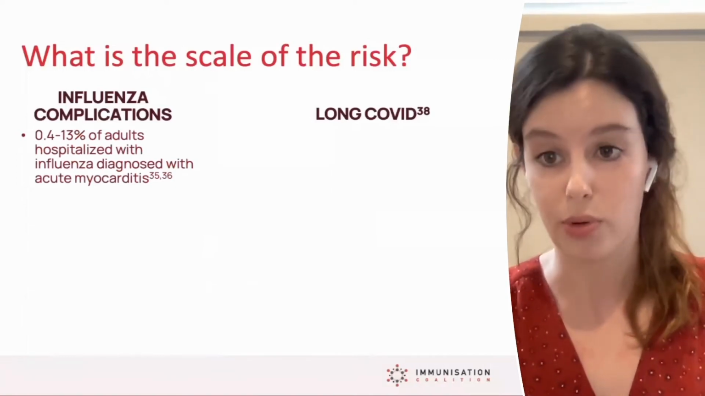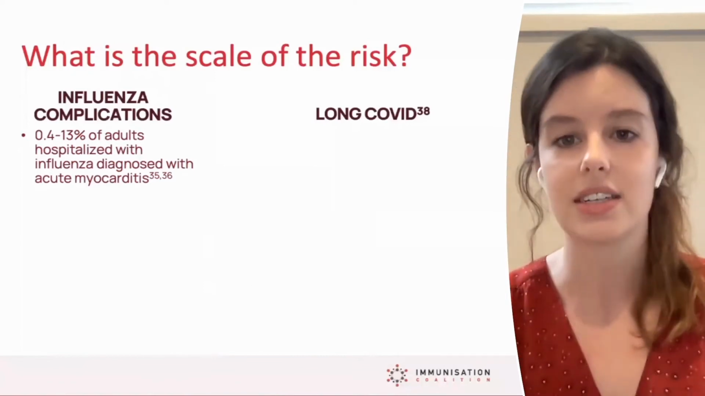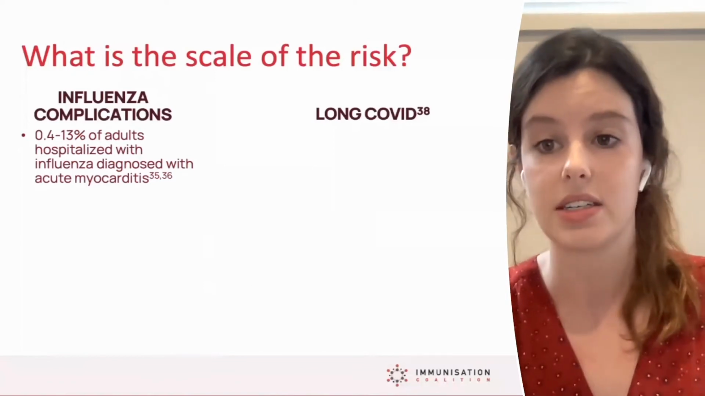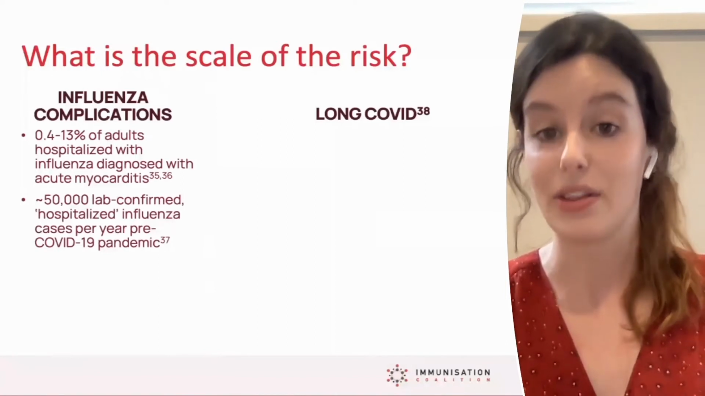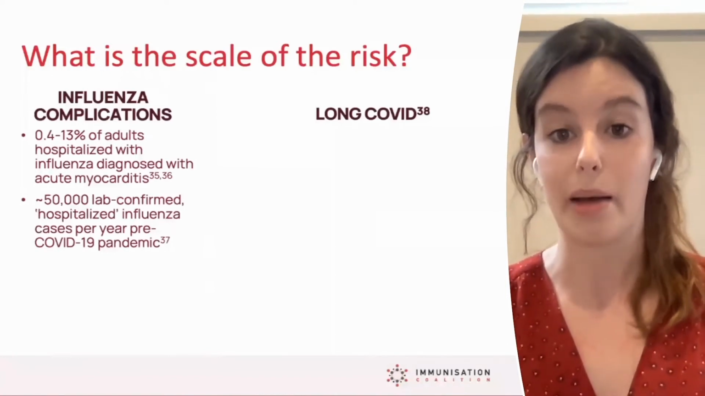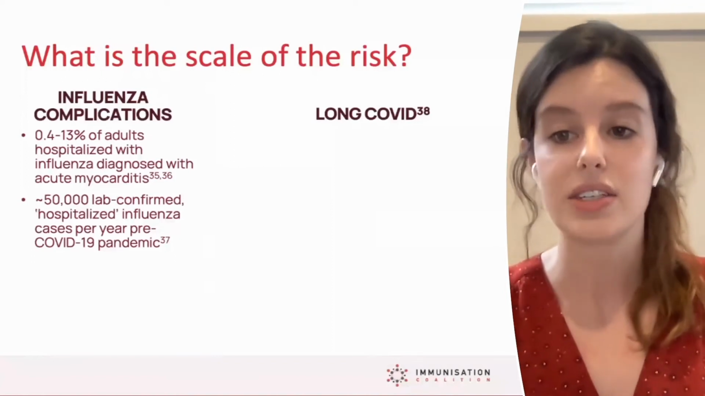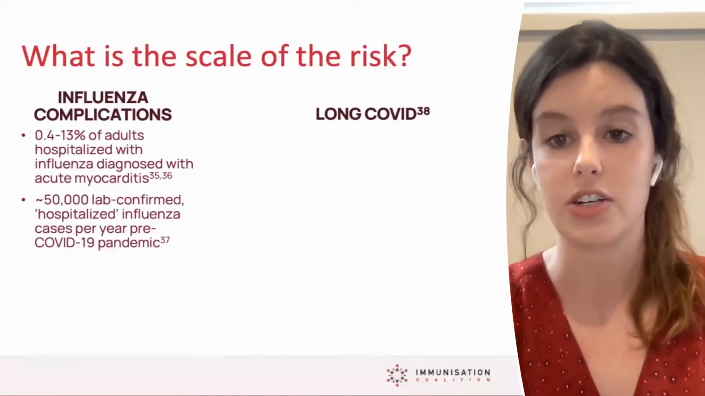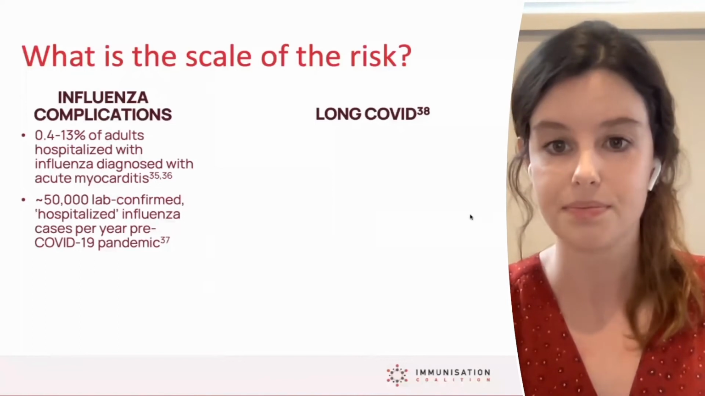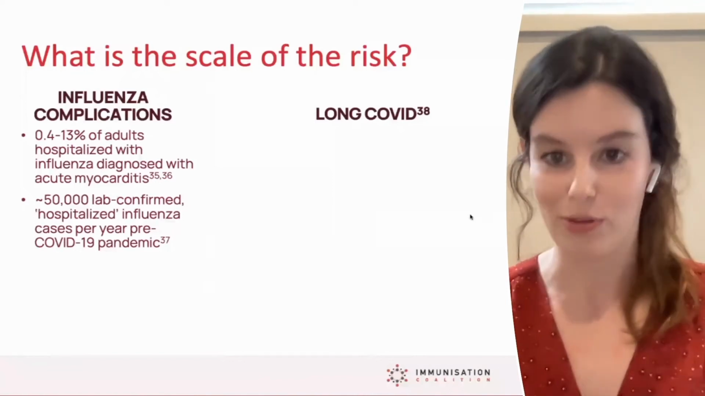In 2018, before the pandemic, there were about 50,000 lab-confirmed influenza cases in Australia. So if we make another assumption that for these cases to be lab-confirmed, they're all likely in hospital, we could estimate about 6,500 adults with heart complications after influenza in a year. Let's compare that with long COVID rates.